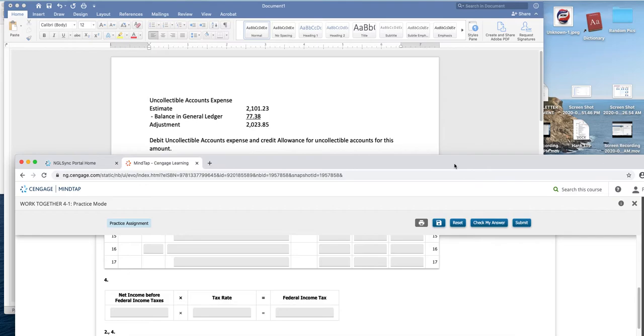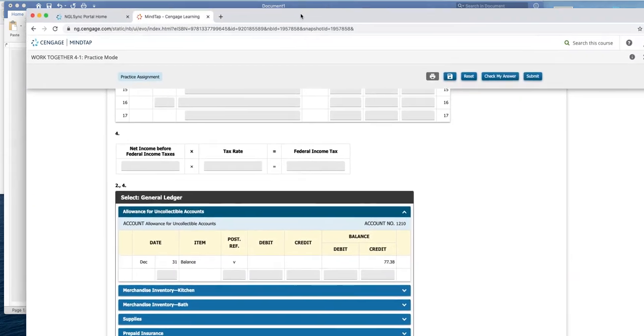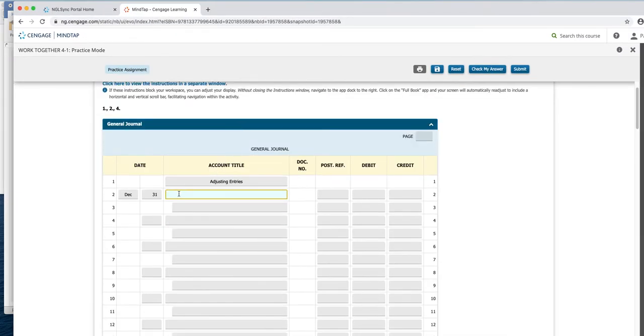I'll show you. The number that we finally figure out we're not going to be able to collect is 2,102.23. The balance in the general ledger that we already say we can't collect is included in that. So to get to 2,102.23, we already have 7738 in. This is our adjustment. We debit uncollectible accounts, and we credit allowance for uncollectible accounts, and we will put the number 2,024.85.